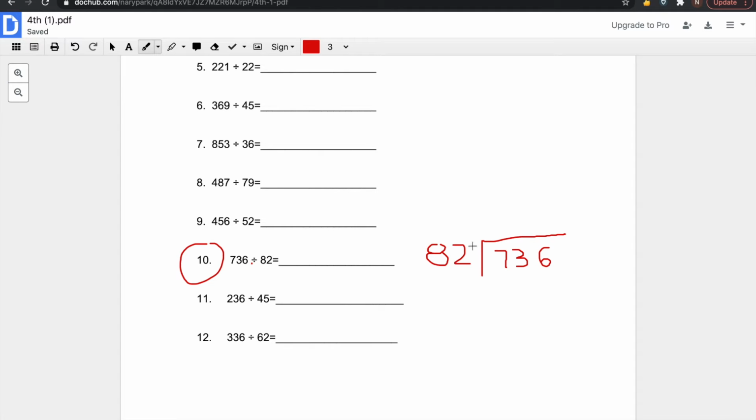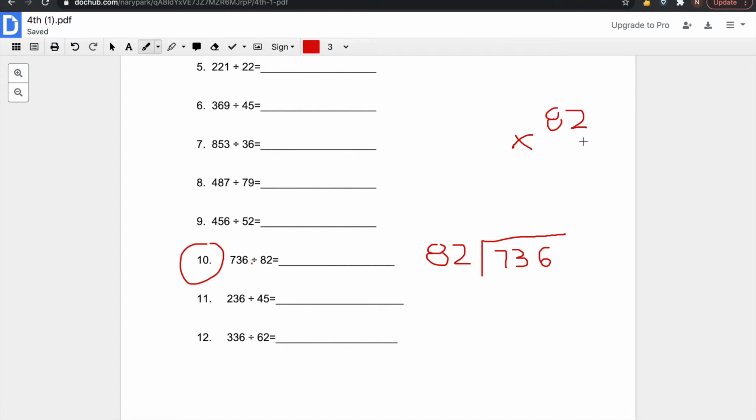So we're trying to see how many times 82 can go into 736. And to do that, we need to go by each number. So for example, can 82 go in just 7? No, it can't. Can 82 go in 73? No. But can 82 go in 736? Possibly it can. Now, we don't know how much it can go in there because we haven't memorized that. So we just need to guesstimate and plug in numbers that will get us closer to this number right here.